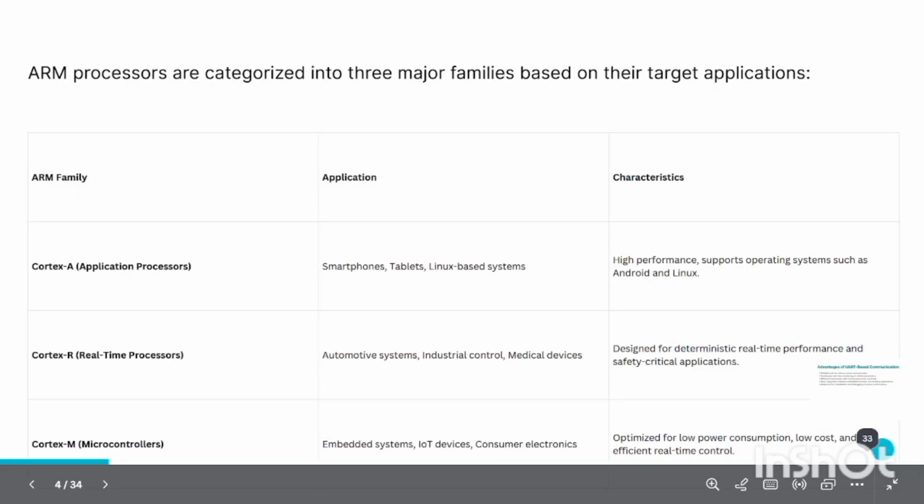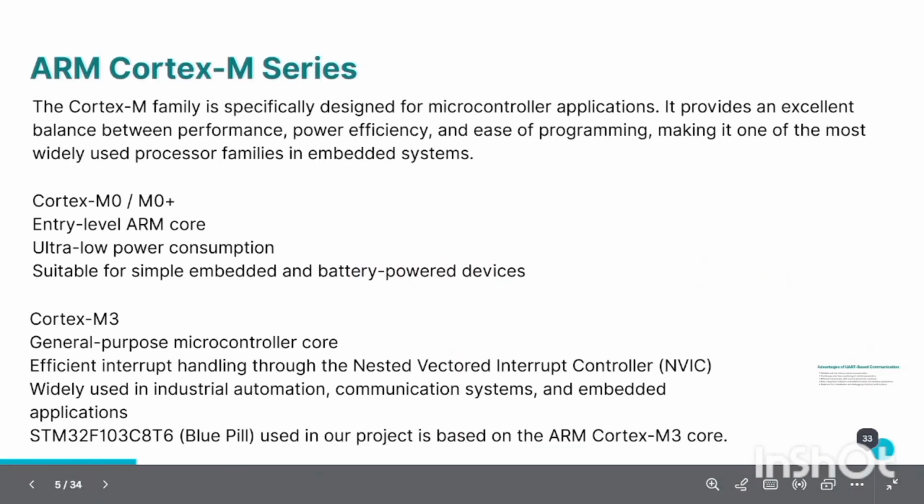ARM processor family. ARM categorizes its processors into three application profiles. Cortex-A handles application-heavy systems like infotainment screens. Cortex-R supports safety-critical hard real-time systems such as braking modules. The Cortex-M series is highly optimized for power-sensitive, low-cost systems requiring deterministic execution.